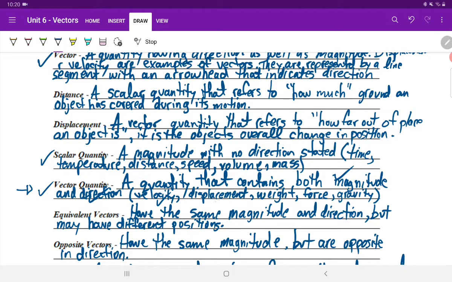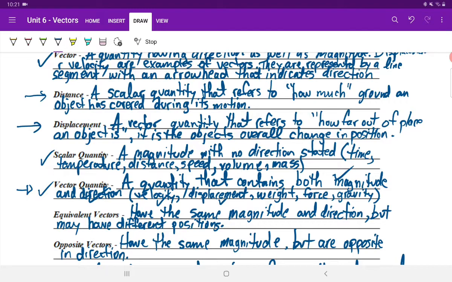The same thing with displacement versus distance. You may think that they're the same thing, but I have definitions here of both that we're going to go over. Displacement is actually a vector quantity. So that means it must have magnitude and direction. Let's find out why. It's a vector quantity that refers to, in quotations, how far out an object is. So it's the object's overall change in position. How far away is it from some sort of starting position? How far out of place an object is. So in that case, you're not only saying the magnitude, but you have to give direction.